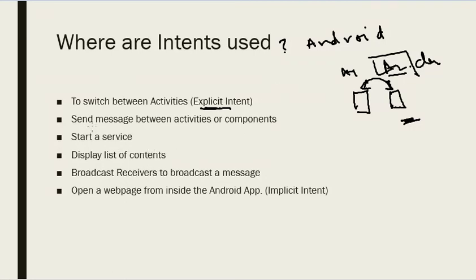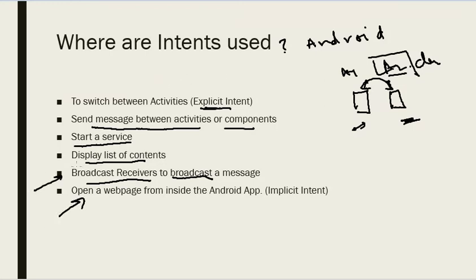The second is when you want to send a message between activities or components. Of course, there can be any other components. If you want to send any message in any object form, strings, integers, whatever, and objects, from A1 to A2 activity, you need an intent. Intents are also used to start a service or a background service, to display a list of contents, and, of course, to send broadcast intents to the intended broadcast receivers.